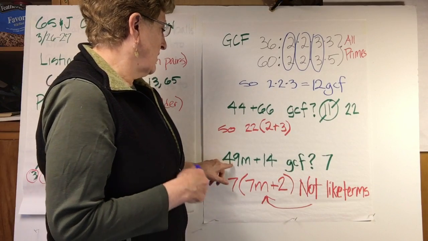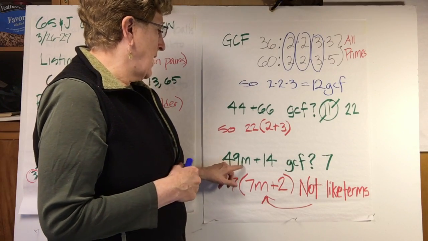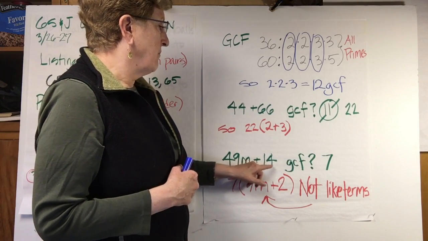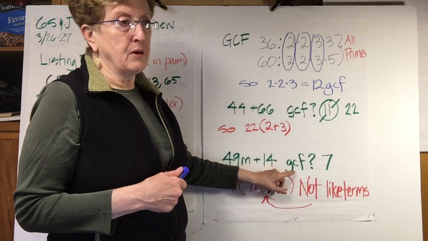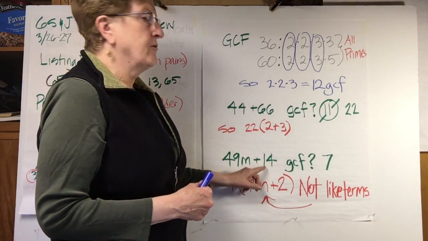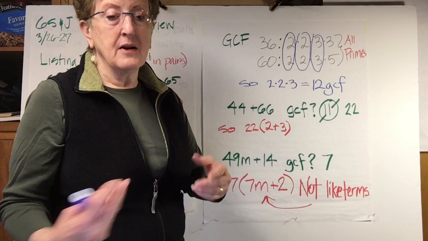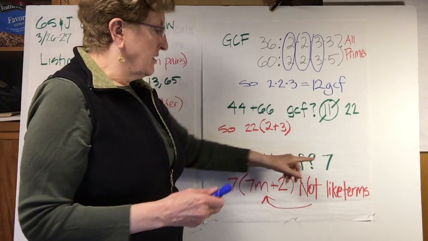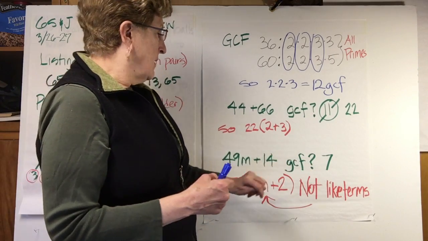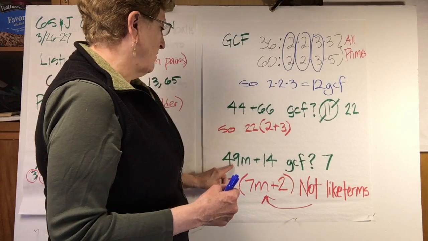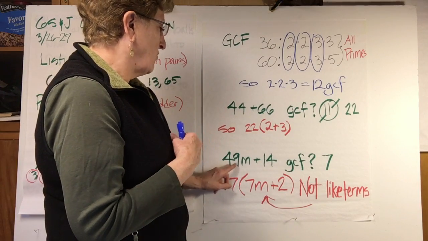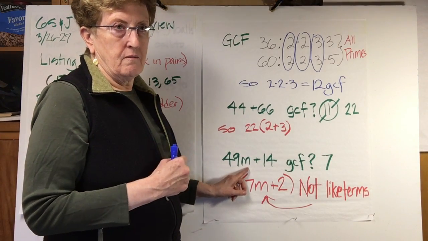What about this one down here? 49m plus 14. What would the GCF be in both of these, 49 and 14? Probably 7 is popping out at you, especially because it's written right here. So we would take the 7 out of the 49m. Do not forget your variables.